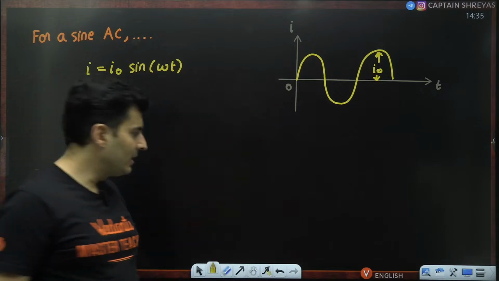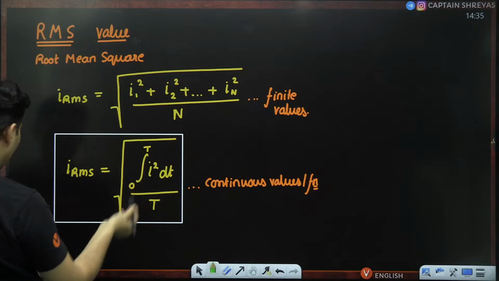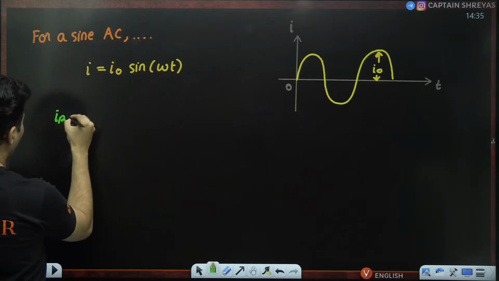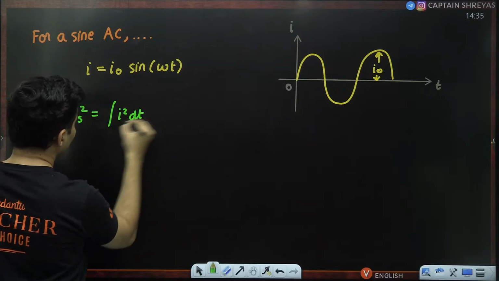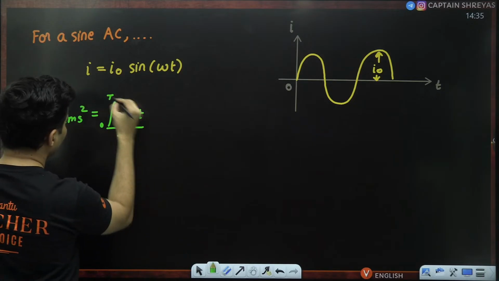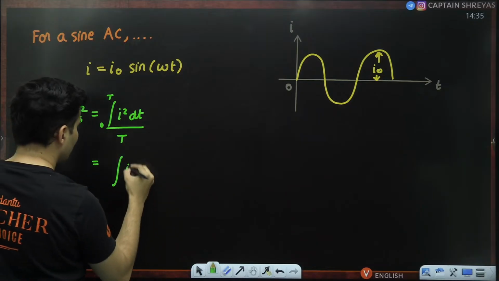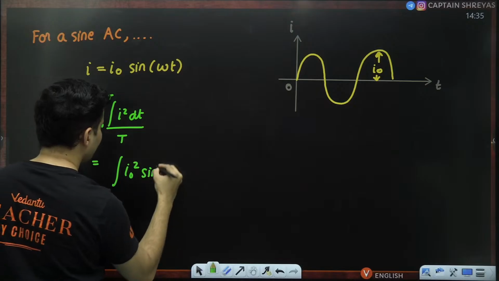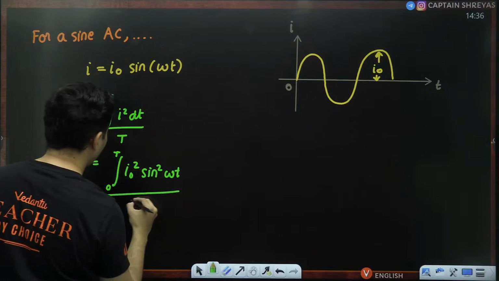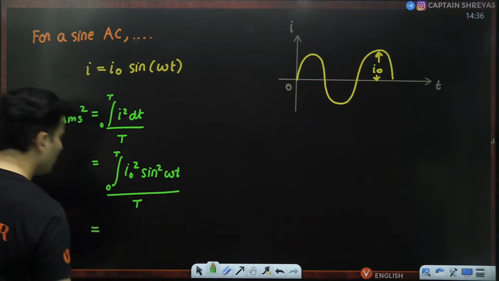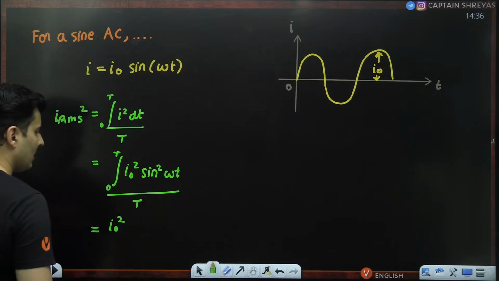How do I find the RMS value for that? In order to find the RMS value, use this particular formula and let's solve it. So I RMS squared will be the integral of I squared dt by T from 0 to T. Over here, I is nothing but I naught sine omega t, so it will be I naught squared sine squared omega t from 0 to T divided by T. I naught squared is a constant, so it comes outside.